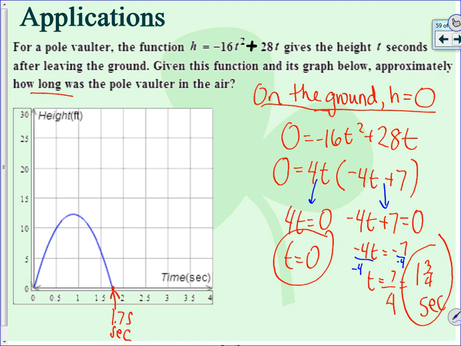And then I got 0 with it. So it's telling me that the pole vaulter was on the ground in the beginning at t equals 0 and after 1.75 seconds. So effectively what I was doing is finding the two x-intercepts right here and right there. Right? Other questions?